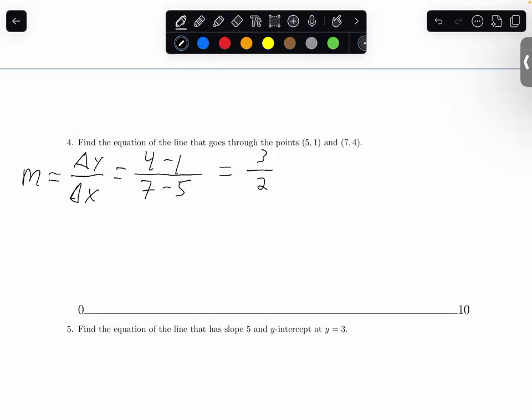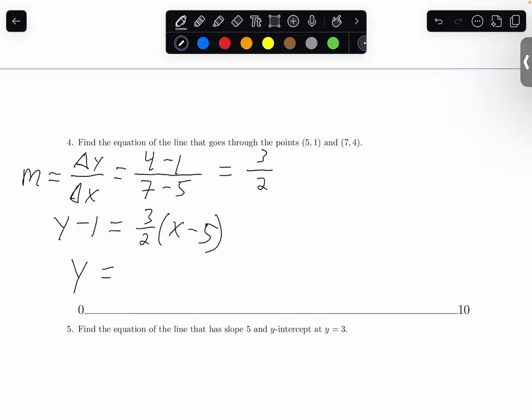Since we want the equation of a line, in point-slope form, this is y minus 1 is equal to 3 halves times x minus 5. It didn't specify which way we want this. So we could certainly leave it like this and say, yes, this is the equation of a line going through those 2 points, and you'd be 100% correct. If you wanted to put it in slope-intercept form, however, we would first distribute this 3 halves and then add over the 1.